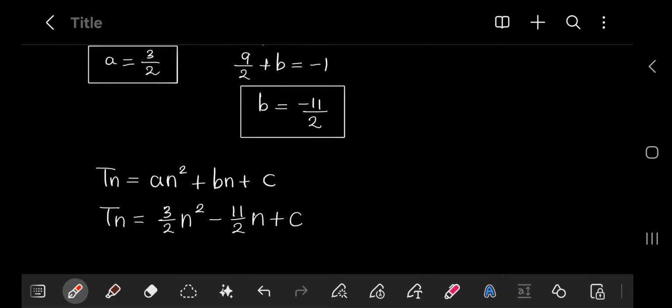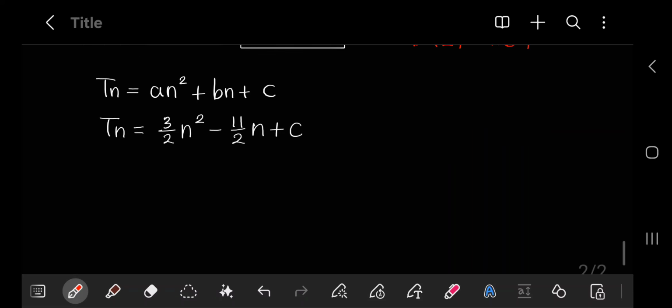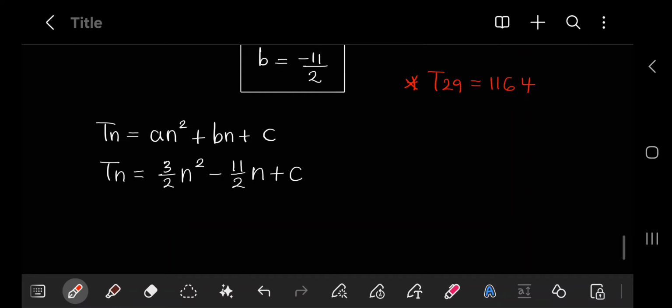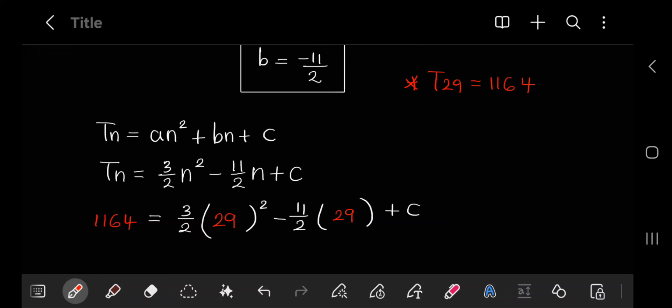And now we are going to use that first bit of information that was given, where they said term 29 is equal to 1164. So in this general formula, we are going to substitute. On the left hand side, I'm going to substitute 1164. And on the right hand side, wherever I have n, I am going to replace it with 29. Okay, so doing so, here is what I have, and you guys notice that there is only one unknown in this equation, which is c, so this is going to allow us to solve for c.